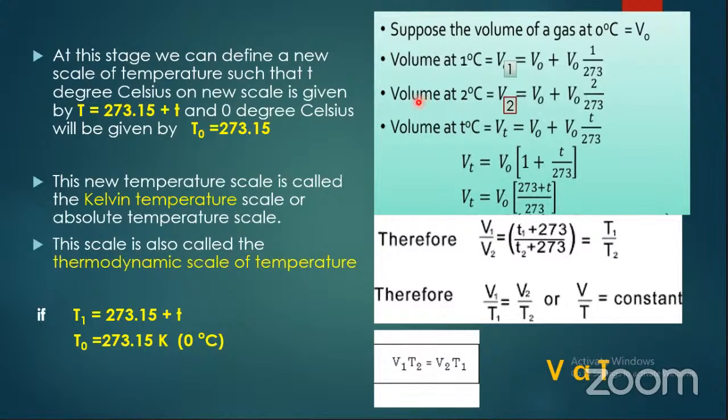Then volume at 2 degree centigrade is equal to, means from V naught at 0 degree centigrade, we have increased to 2 degree centigrade.